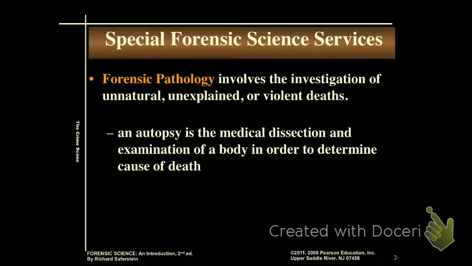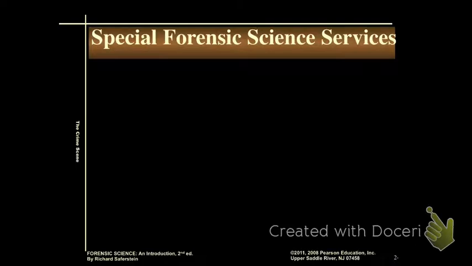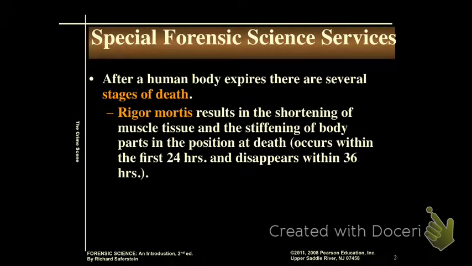Forensic pathology is something we've talked about before, investigation of death. An autopsy is the medical dissection and examination of a body in order to determine cause of death. After a body dies, there are three different things that can happen, different stages of death. So we have rigor mortis, which is the stiffness of death. Stiffening of body parts in the position of death occurs within the first 24 hours and then disappears within 36 hours.